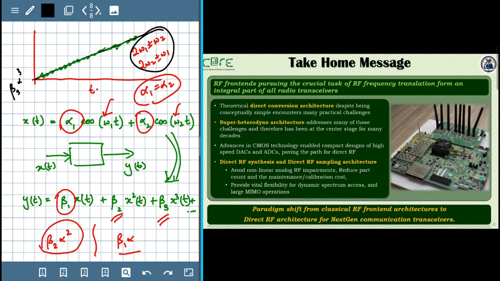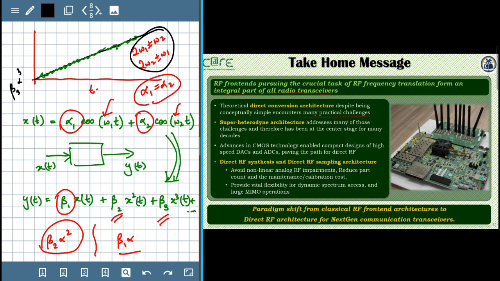So let us summarize the take-home message of this tutorial. The RF frontends pursuing the crucial tasks of RF frequency translation form an integral part of all radio transceivers. The theoretical direct conversion architectures, which are conceptually the most simple and straightforward, encounter many practical challenges, and these include the DC offset leakage, IQ imbalance, flicker noise and other such artifacts that we have discussed in detail. The super heterodyne architectures have been the solution to this problem.